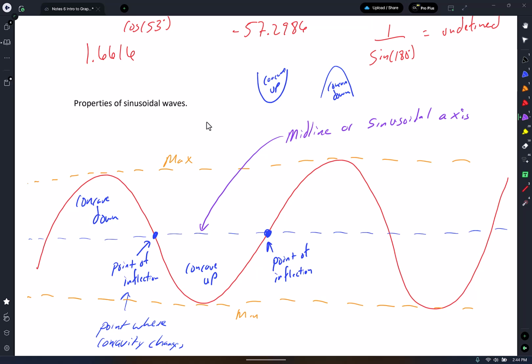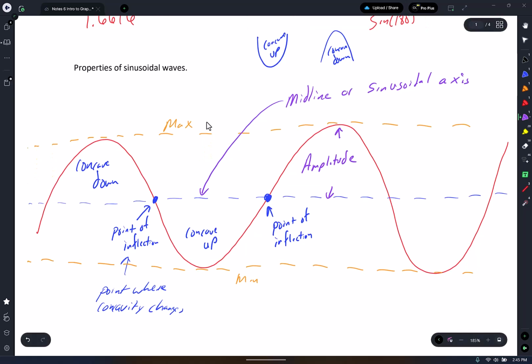Let's see what else. The gap between the max and the midline is called an amplitude. Have you guys seen this before? The Galileo has in physics. Rodriguez, you took physics last year, right? I know there's a junior that took physics as a sophomore. Okay, Annabelle. Also, the gap between the midline and the minimum is also an amplitude.